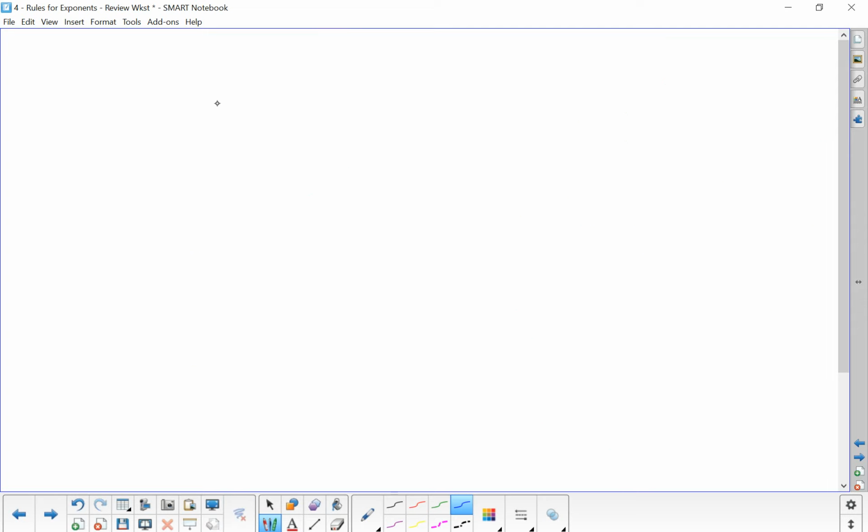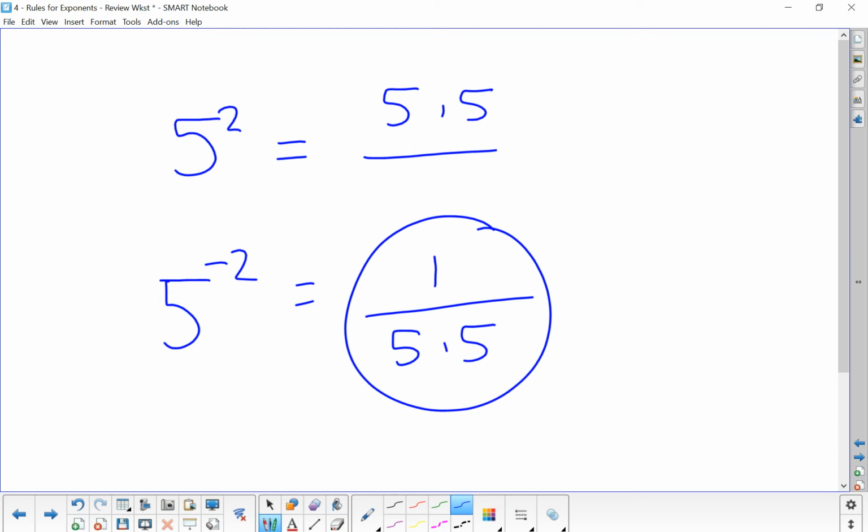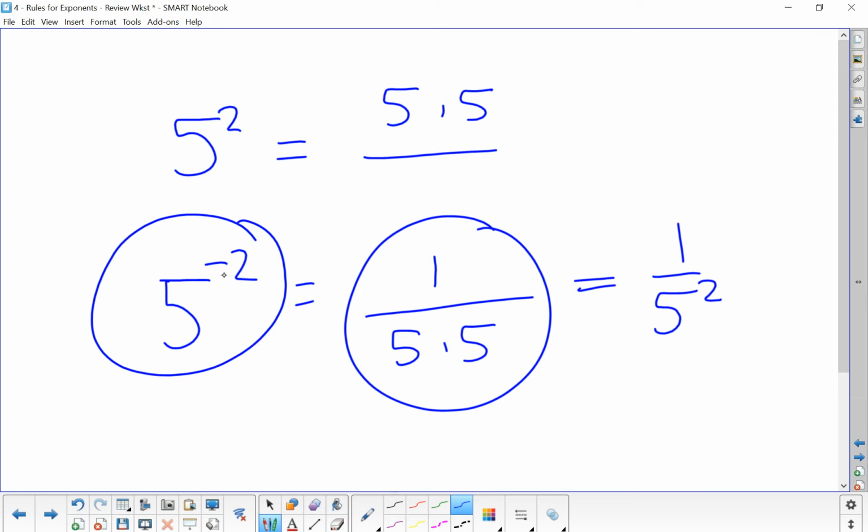So if I had something like this, 5 to the second power, that means that I have two 5s in the numerator. But if I have 5 to the negative 2 power, that means I have two 5s in the denominator. And the denominator cannot have an invisible numerator. So I would fill in my 1 there. And I could simplify that to this. So if I want to take my negative exponent and turn it into a positive exponent, I have to put the base back where it belongs, down here in the denominator. But once I move it, do you notice the negative sign goes away?